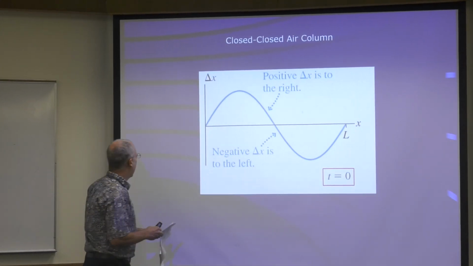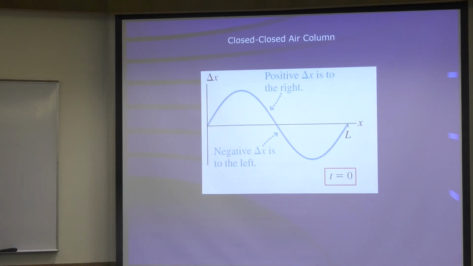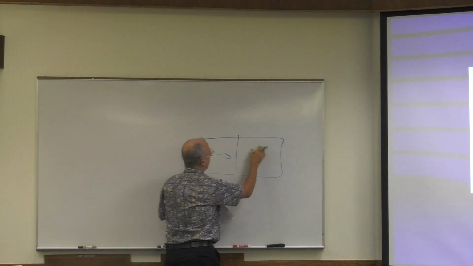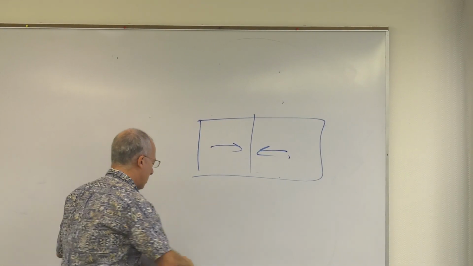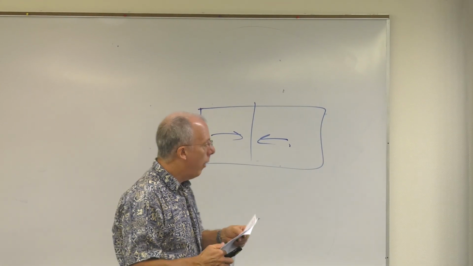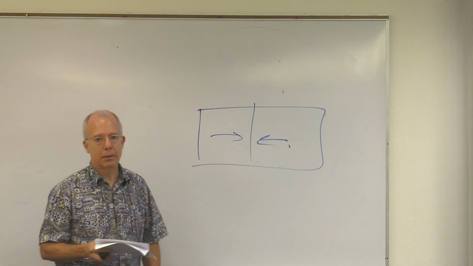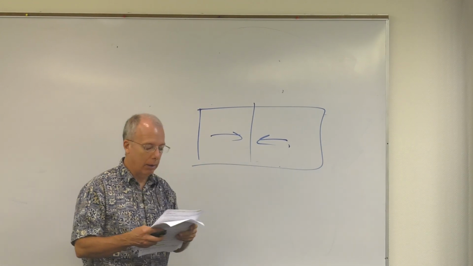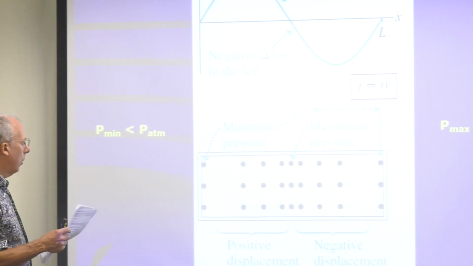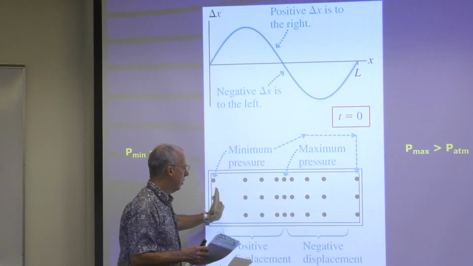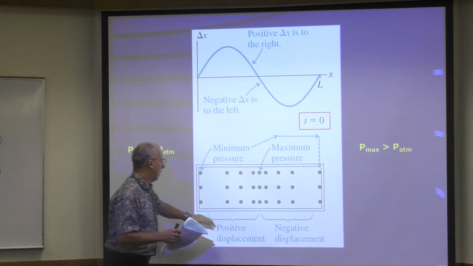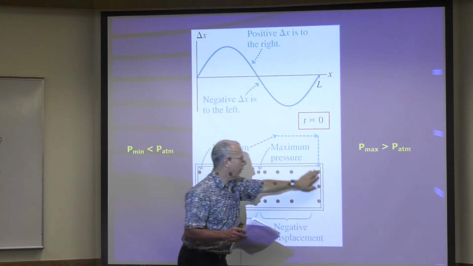Now think about it. You have this air column, and this air is being pushed to the right and this air is being pushed to the left. So think about pressure. Where are you going to have the maximum amount of air pressure? In the middle. Agree? So this is being pushed to the right, this is being pushed to the left, so you're going to have a lot of pressure here, not so much pressure here, and not so much pressure here.